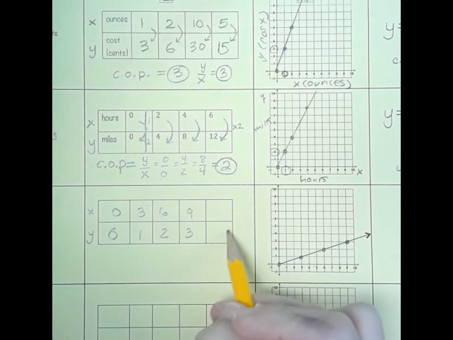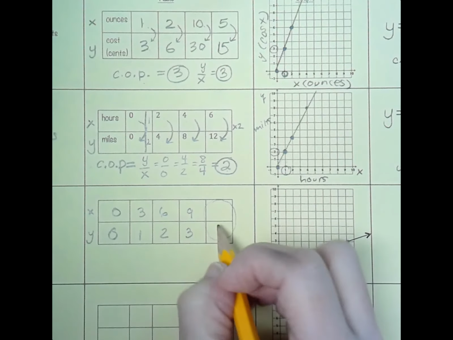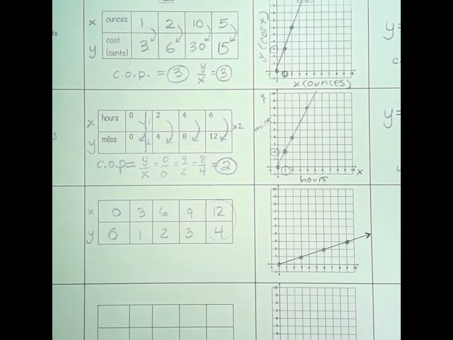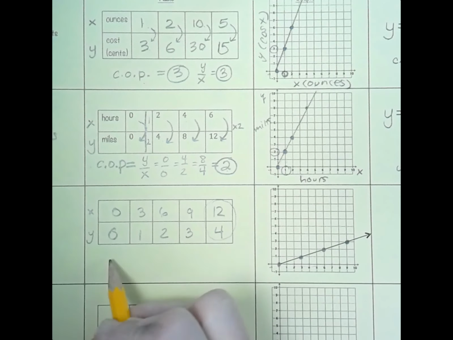And maybe you could make up one here. Why don't you pause the video and see if you can make up another point that would be on that line. I'm going to use 12, 4. Okay, let's find our constant of proportionality.